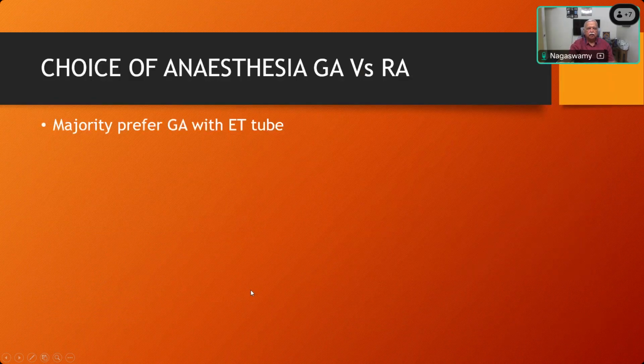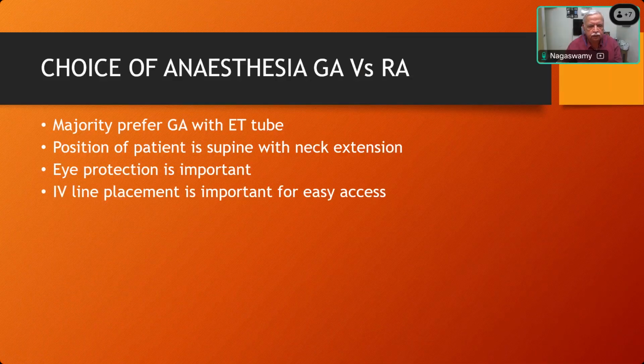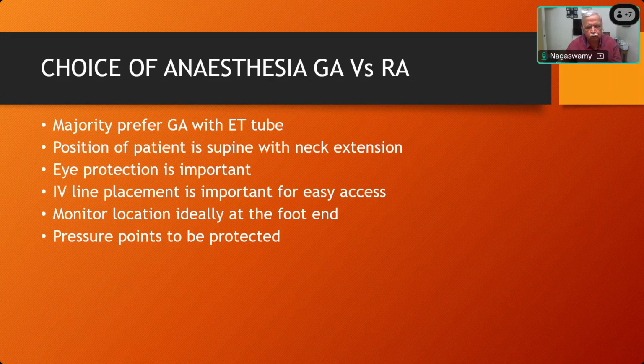And the anesthesia of choice is GA with endotracheal intubation. Position of the patient will be supine with neck extension, and eye protection is important. IV line placement is very important because it should have an easy access. So choose an IV line as peripherally as possible, either in the dorsum of the hand or in the dorsum of the foot. Or if you have it in the dorsum of the hand, you have to have a long extension line so that you can inject your drugs easily. And pressure points to be protected.